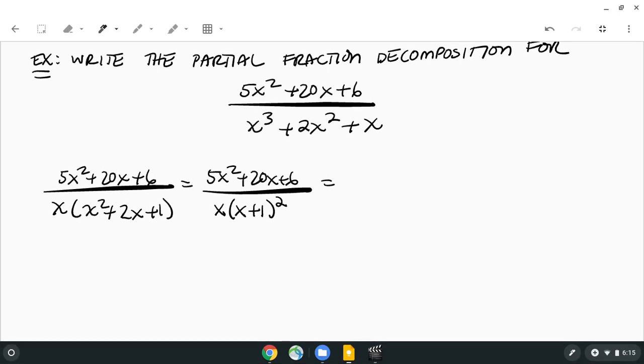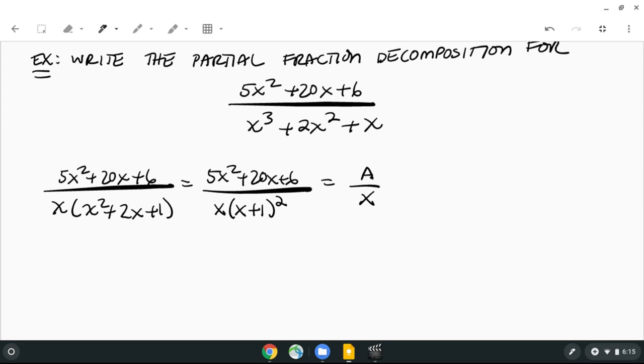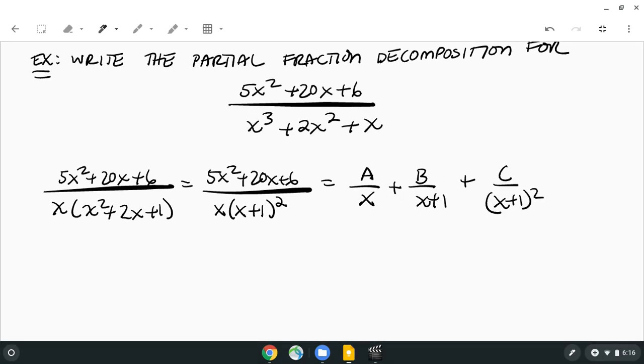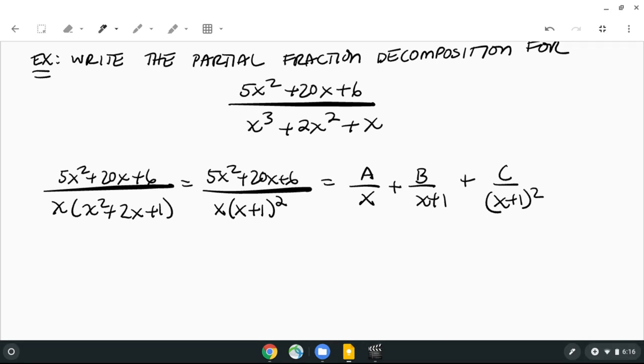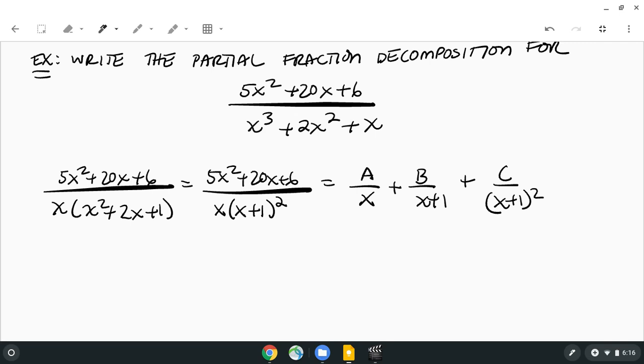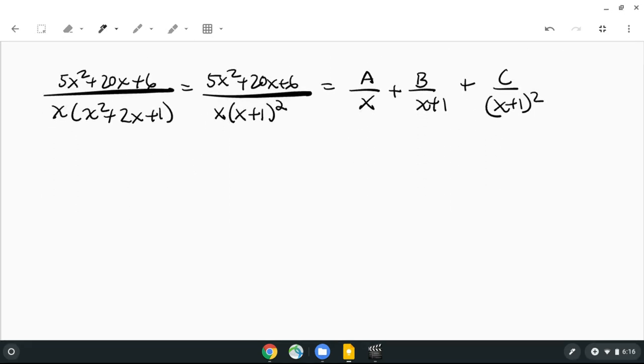So we know we're going to need one for x, and we know we're going to have one for x plus 1 to the first power and another one for x plus 1 to the second power. So we have one for this and one for this. Again, these are still linear factors, so we just need letters in the numerator, a, b's, and c's. The last example, I'll show you one with a quadratic factor where we have to have that bx plus c in the top.